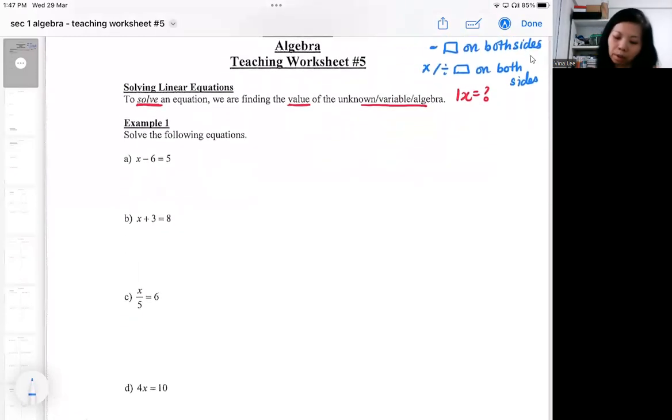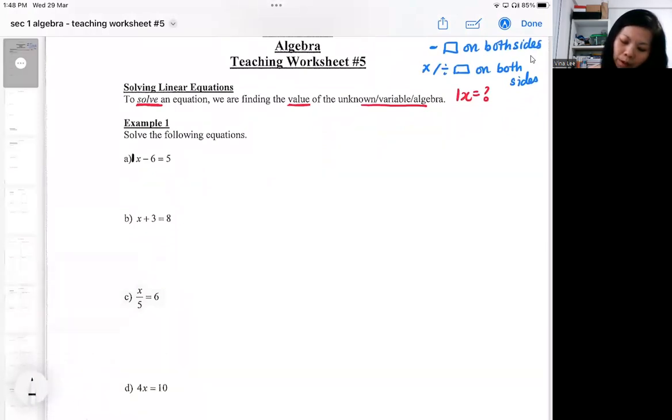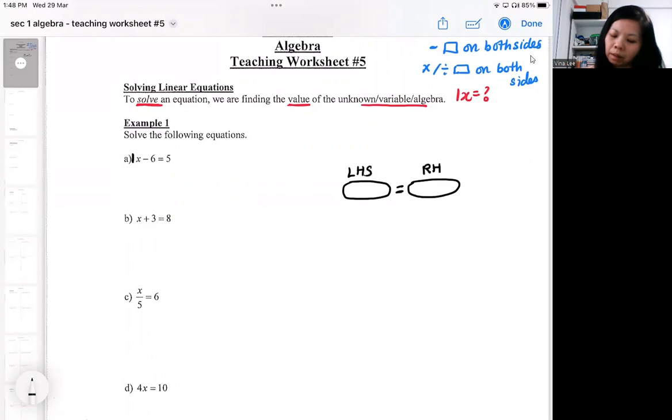Like for the first one here, my aim is to isolate this. First of all, you must understand that the equal sign in math divides the equation into two parts. This is the left-hand side, and this is the right-hand side. Left and right are decided based on the equal sign. We will usually like our x to be on the left.